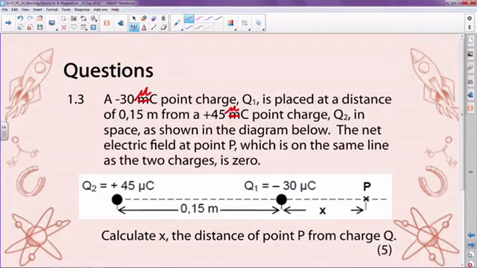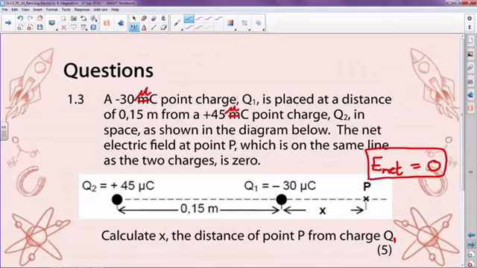The net electric field at P, on the same line as the 2 charges, is 0. So my net field here is 0. Calculate X, the distance of point P from charge Q1. Okay. Big hint.